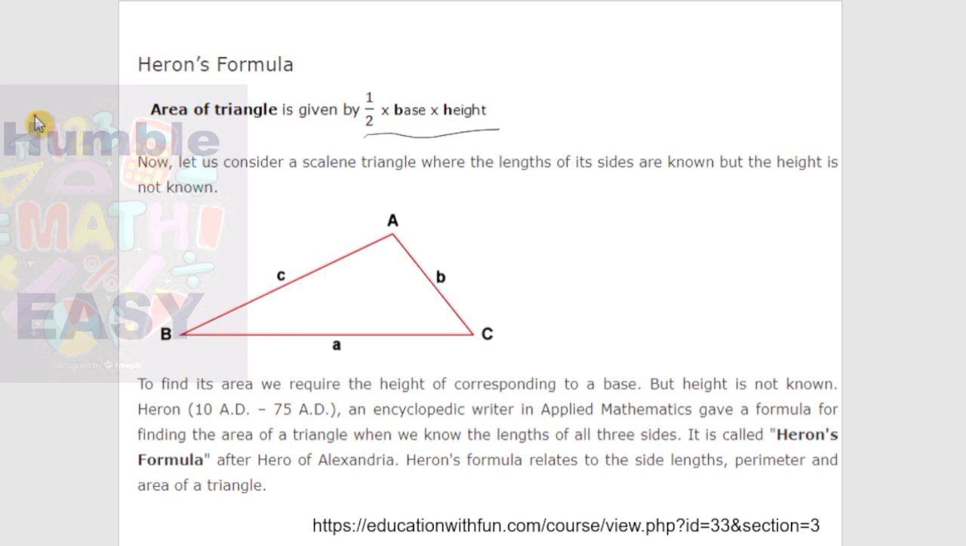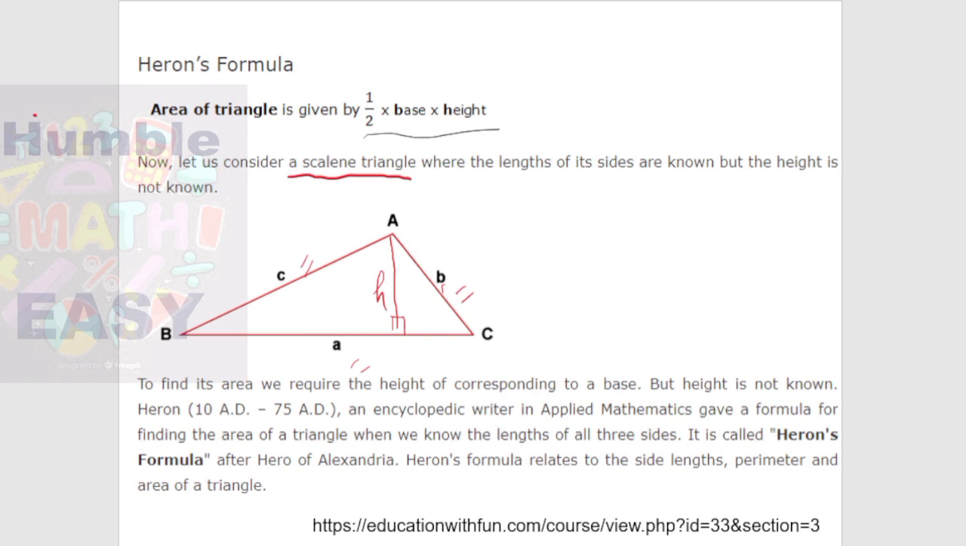What about if the height is unknown? Or say we have this kind of figure wherein all the sides are known but the height is not known. Take note, this one is the height of a given triangle, but we don't have any height at all. What we have here is the values of A, B, and C, wherein this figure is not a right triangle. It's just a scalene triangle.